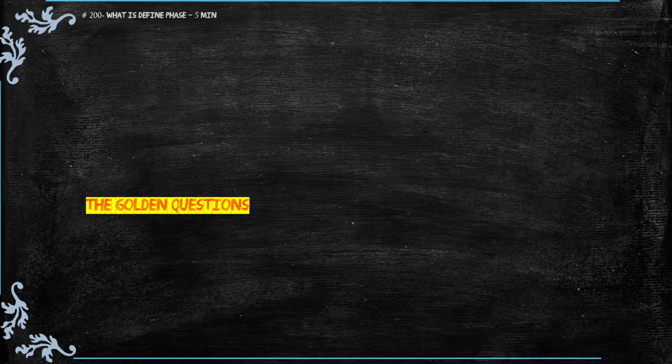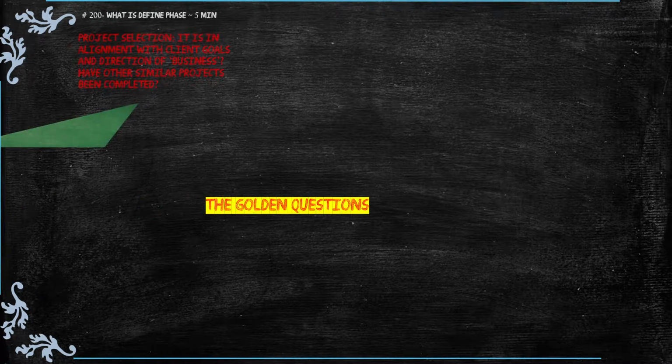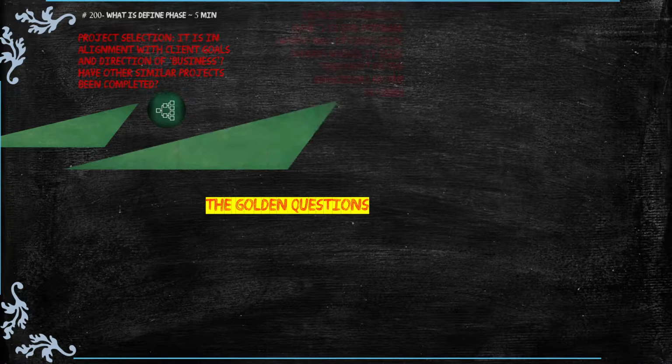To understand any phase of DMAIC, we should first understand what will happen at the end of the phase. The define phase will provide answers to some golden questions. First, the selected project, is it in alignment with client goals and direction of business? Have other similar projects been completed? As the saying goes, a problem stated correctly is already half solved. We will get answers about the problem statement.